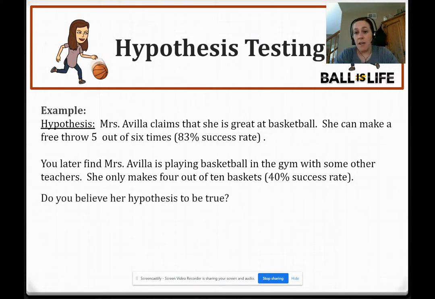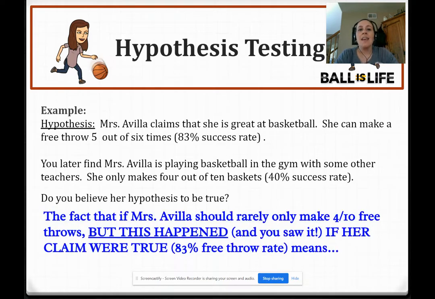Do you believe my hypothesis, the claim that I made at the beginning, that I'm an 83% free throw maker? Do you believe that claim? Why or why not? If I claim an 83% success rate of making free throws, then if that were true, I should rarely make only 4 out of 10 free throws, but it actually happened. You saw me only make 4 out of 10 free throws.